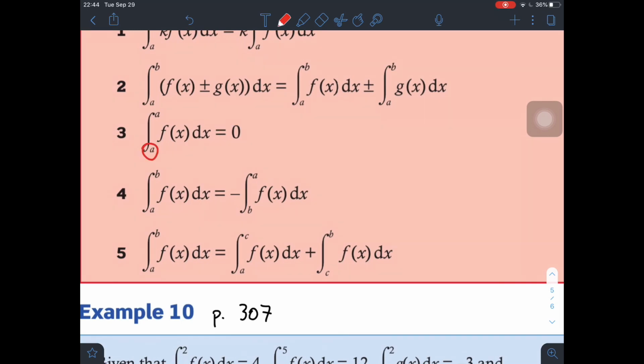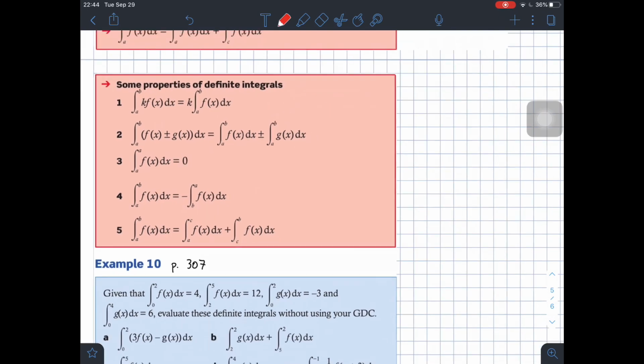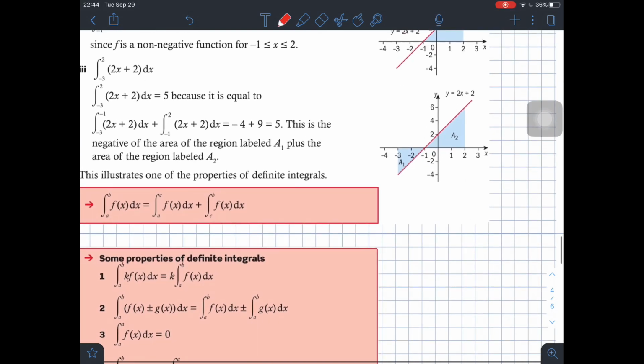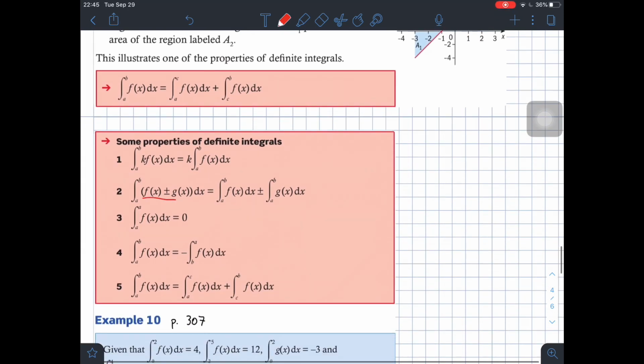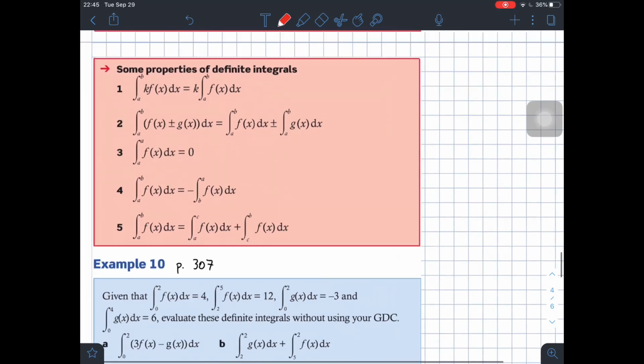Why? Because we're not moving in x. If we're not moving in x, we're saying that, for example, we're finding the integral for x equals 1 from x equals 1 to x equals 1 again. So we're finding like the area of a line, and the area of a line is 0, right? So that's why this integral is always equal to 0.